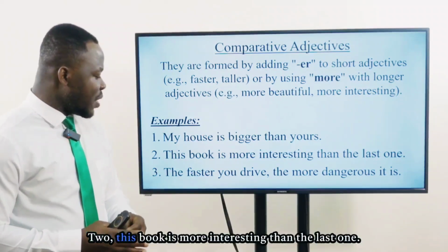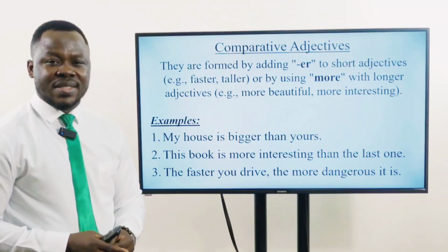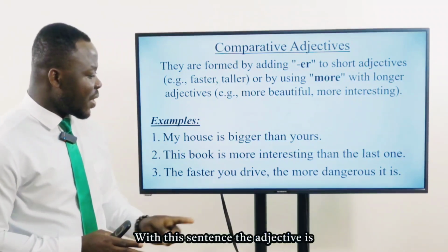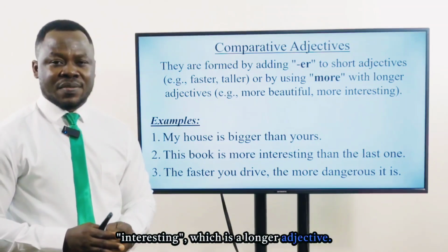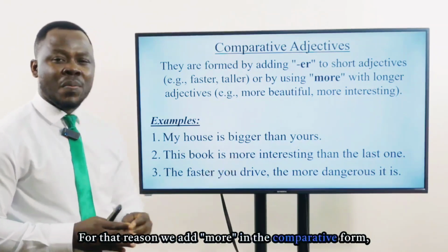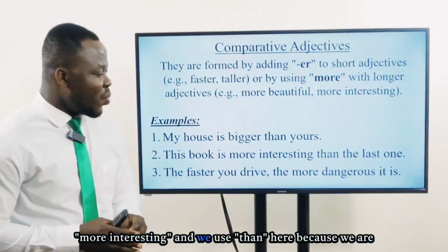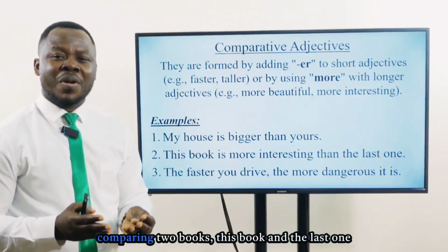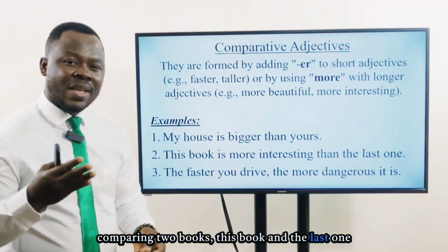2. This book is more interesting than the last one. With this sentence, the adjective is interesting, which is a longer adjective. For that reason, we add more in the comparative form, more interesting. And we use than here because we are comparing two books, this book and the last one.